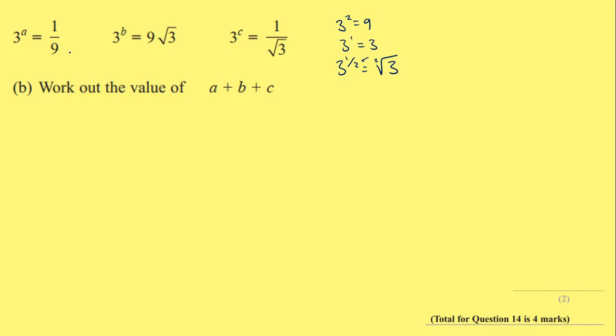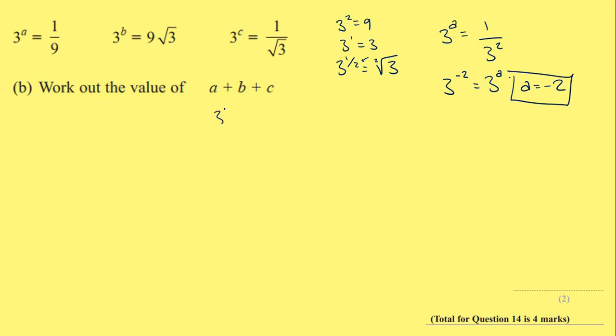1 over 9, okay, so we've got 3 to the power of a is equal to 1 over 3 squared. Now this is upside down, isn't it? It's 3 squared, but it's upside down. And so we've got 3 to the power of negative 2 equals 3 to the a. If you've got things being flipped, it means that your sign is negative on the power. And so we know there that a is equal to negative 2.